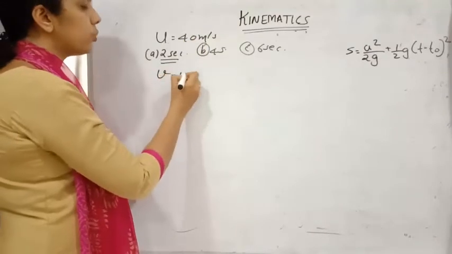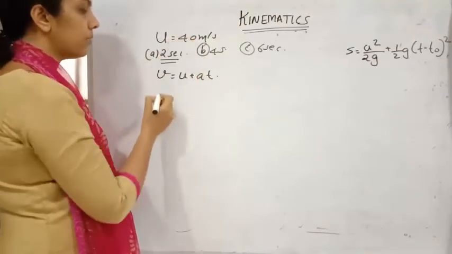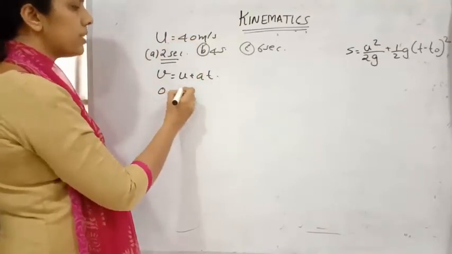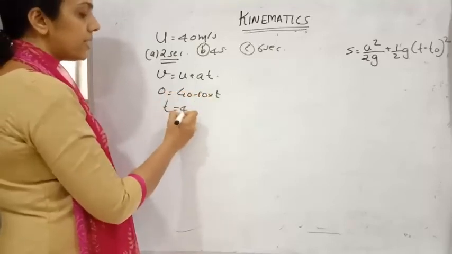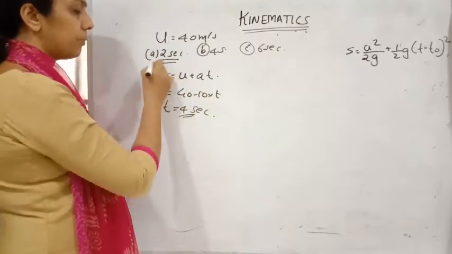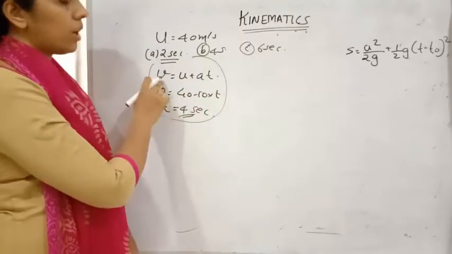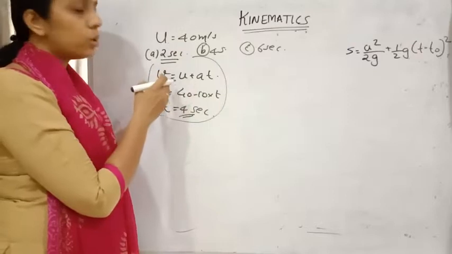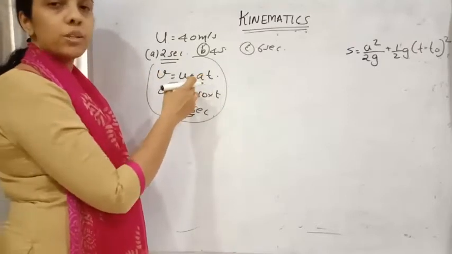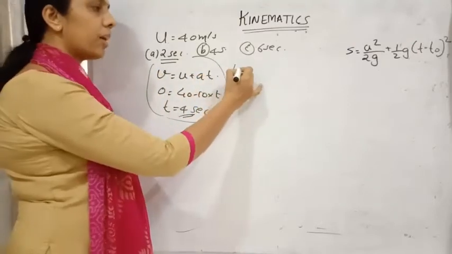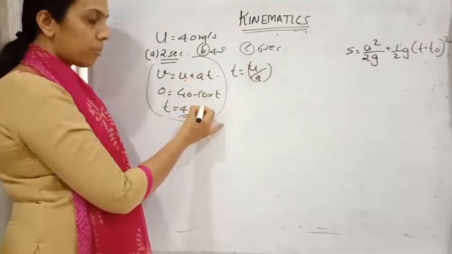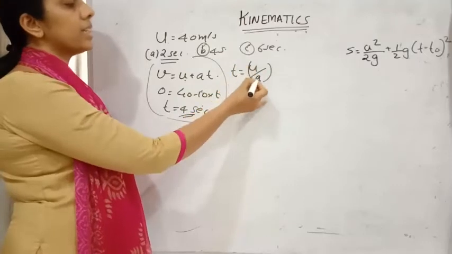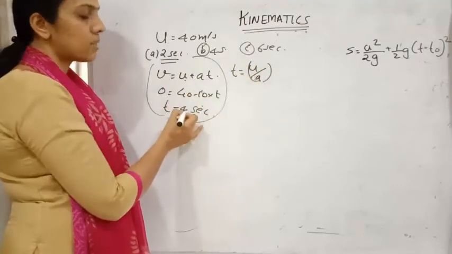V equals u plus at. Using that formula, V is 0. Therefore, 0 equals 40 minus 10 into t. So t required is 4 seconds. We got it over here. Otherwise, I told you another formula: t equals u by a. You can directly substitute into t equals u by a. The same formula only. You will get it as 4 seconds.